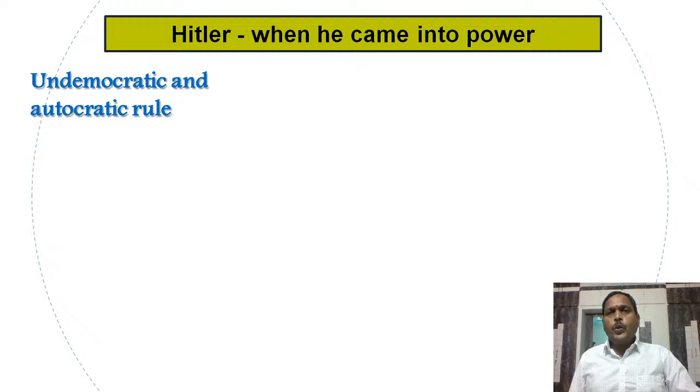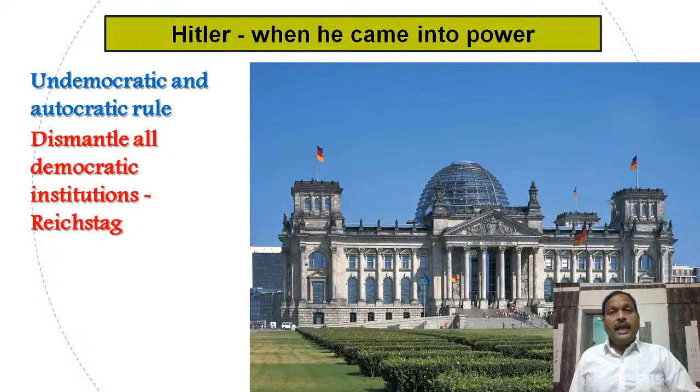Undemocratic and autocratic rule. He implemented undemocratic rule. We know democracy is by the people, of the people, and for the people. But there is no democracy in Germany. He is an autocrat, like a king. He ruled Germany. Here you see the Reichstag.